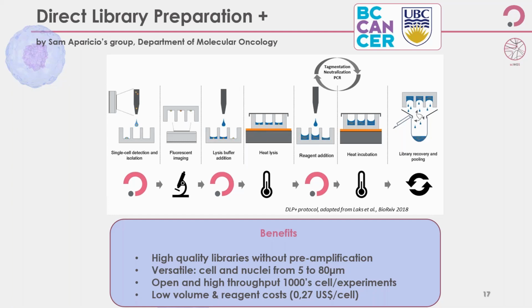Again, they did some calculation in terms of cost of reagents for the preparation of those libraries, and they demonstrated that it cost them about 0.3 cents, 30 cents of a dollar for each single cell. So again, very interesting economically.